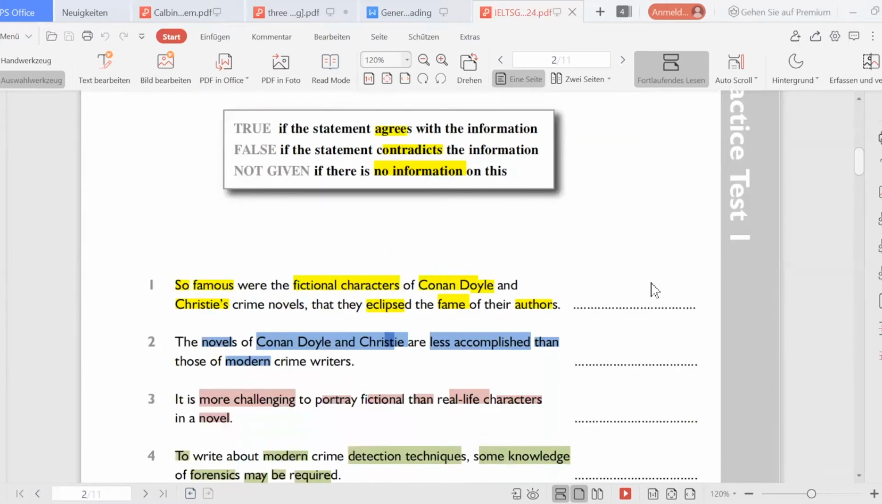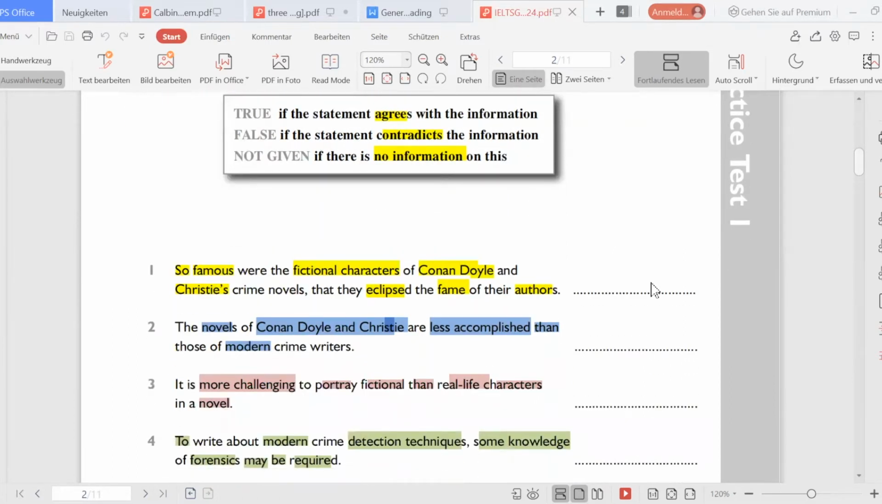So number one, we've got the question: so famous were the fictional characters of Conan Doyle and Christie's crime novels that they eclipsed the fame of their authors. All right. So for me, keywords, and I'll show you what are keywords and what are not keywords. So famous, okay. Always if you have this adjectival group, you've got this adverb of degree and then an adjective, you always want to highlight it because you're looking at a description for a particular thing. And then you've got fictional characters that sticks out, and then you've got two names, Conan Doyle and Christie. Okay, these are very specific words for the question.